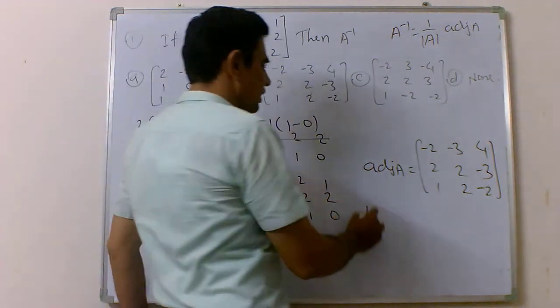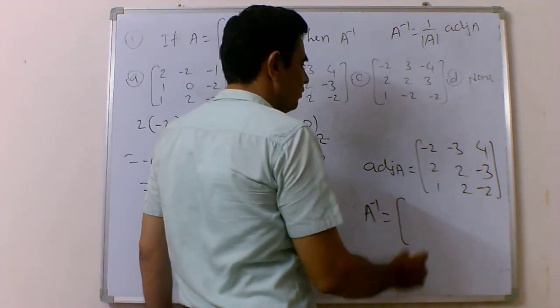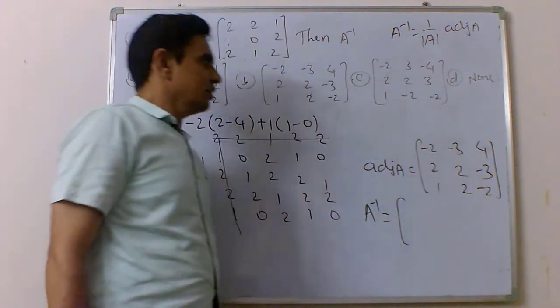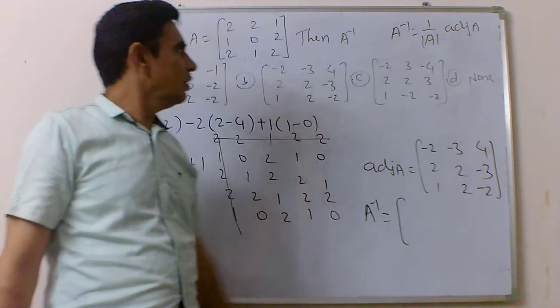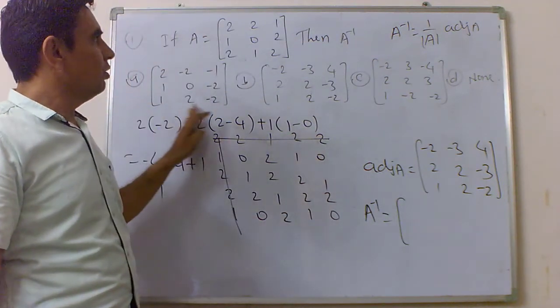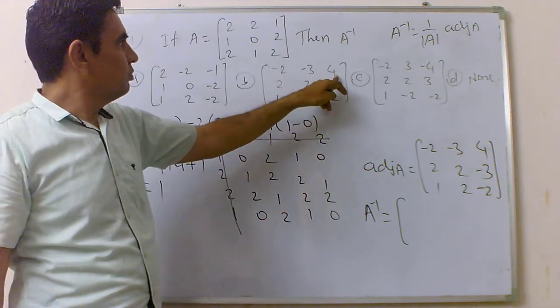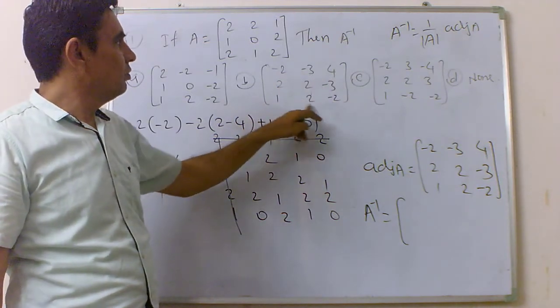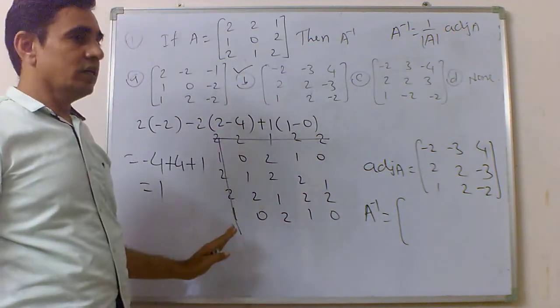In the formula, A inverse is equal to 1 by determinant of A, that is 1 by 1, into this matrix: 2, minus 2, minus 3, 4, 2, 2, minus 3, 1, 1, 2, minus 2. See the options. So here the second option is correct. This is a shortcut way.